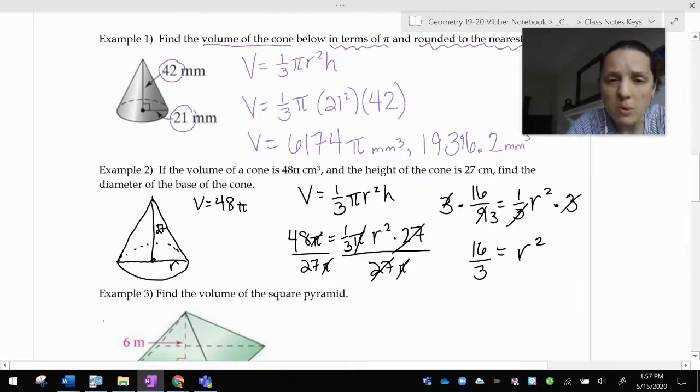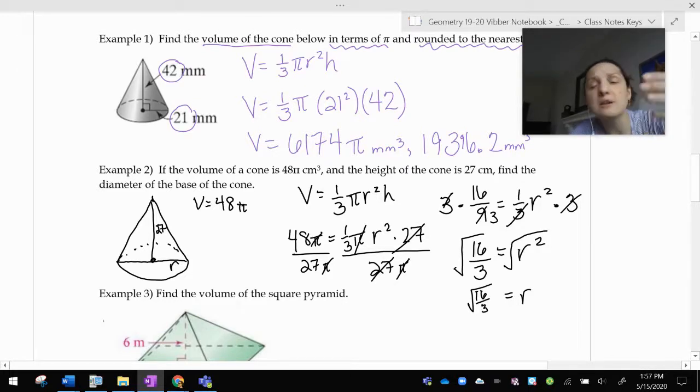And then if I want just the radius, I would take this and square root both sides. And my radius is the square root of 16/3, which is not a nice number. It's fine, I can live with it. So there's my radius, which means my diameter is 2 of those.